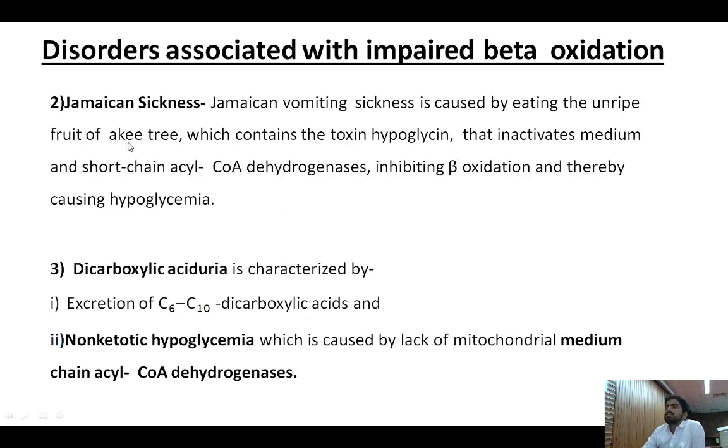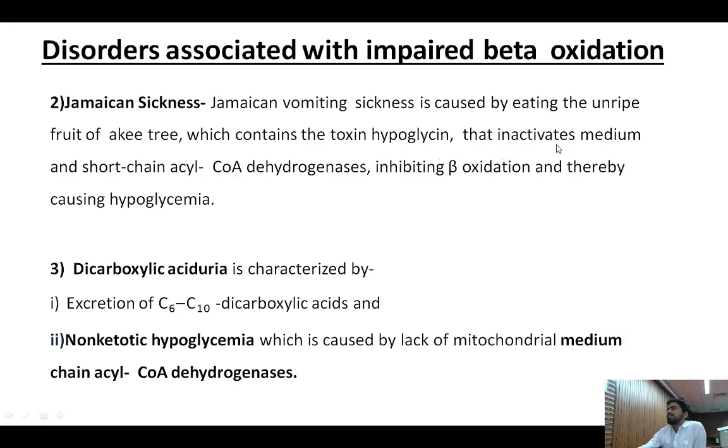Now, the next disease is Jamaican vomiting sickness. It is caused by eating unripe fruit, like from the ackee tree, and there are other trees also which release this toxin. The toxin name is hypoglycin, especially if you eat a few of the fruits on an empty stomach. So it can lead to hypoglycemia in the body. So it contains the toxin hypoglycin.